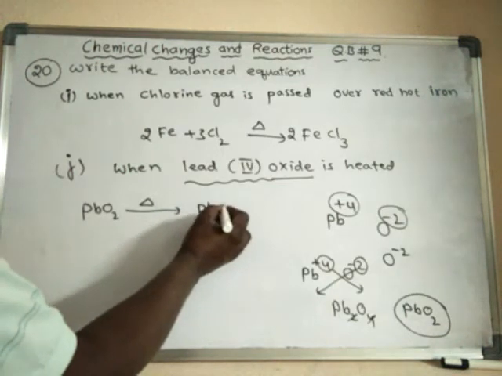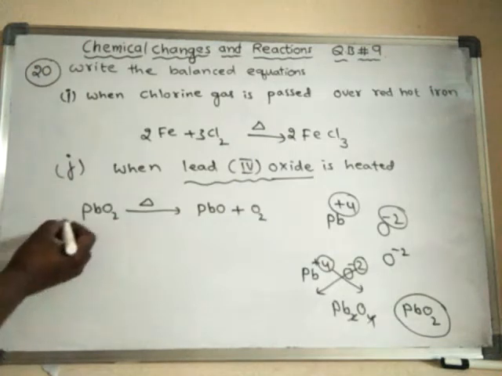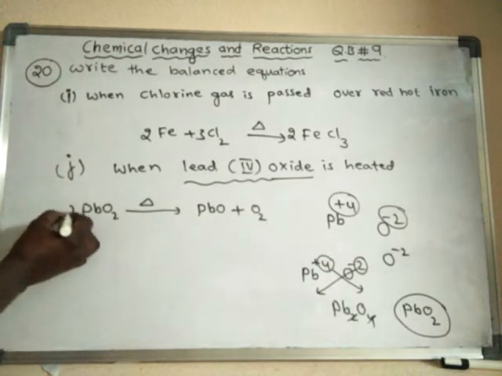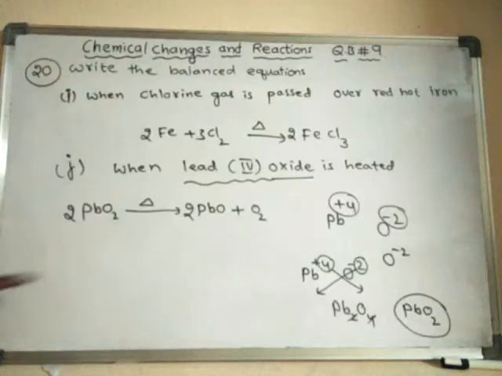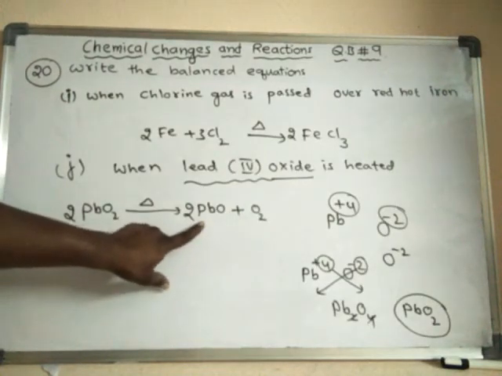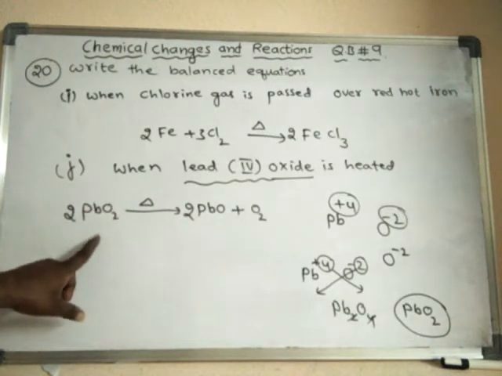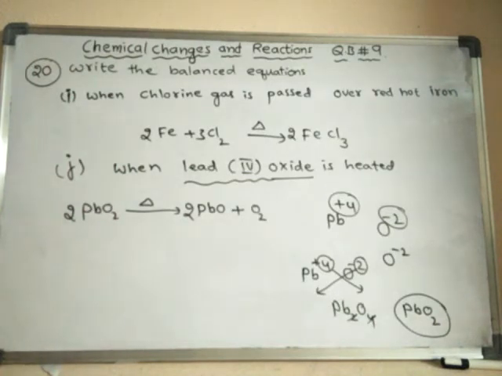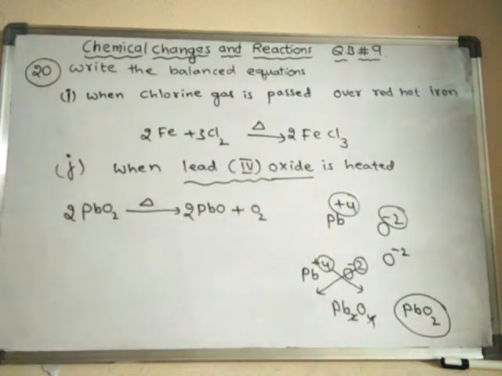It will break down into lead monoxide and oxygen. Upon balancing this, you will get it like this. The color of this one is reddish brown when hot. When it is cooled, it will turn yellow. The color of this one is chocolate brown. The necessary balanced equation for this particular chemical reaction is this one.